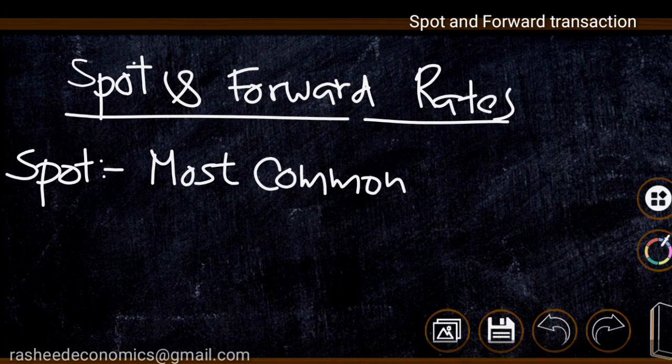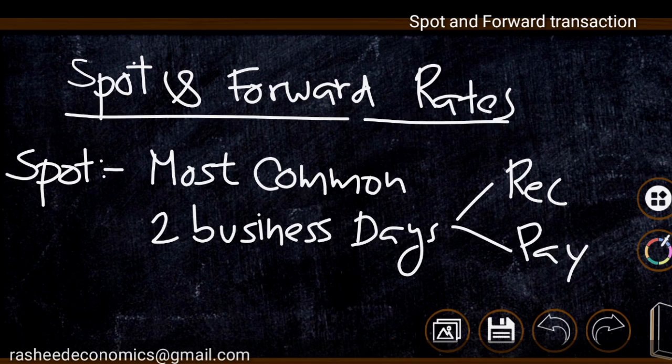Spot transaction is the most common type of foreign exchange transaction. The spot transaction normally takes place in 2 business days, that is, within 2 business days after the agreement of the transaction. The receipt and payment happens within 2 business days.